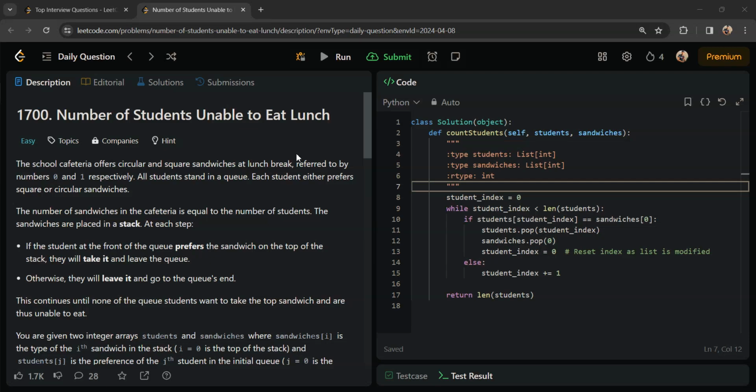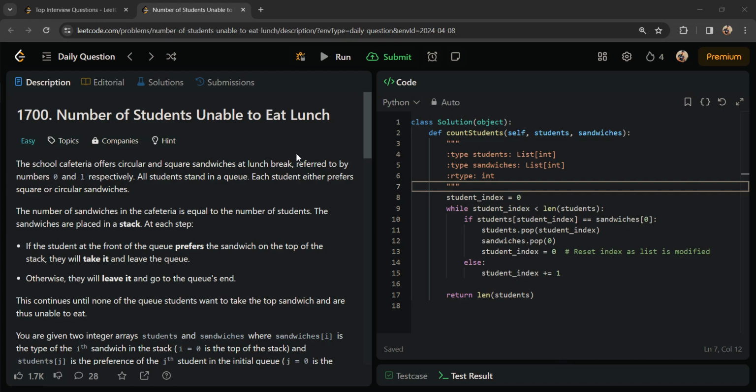Hello everyone. Today we are going to solve a new question, LeetCode 1700, Number of Students Unable to Eat Lunch. This is today's problem of 8 April.